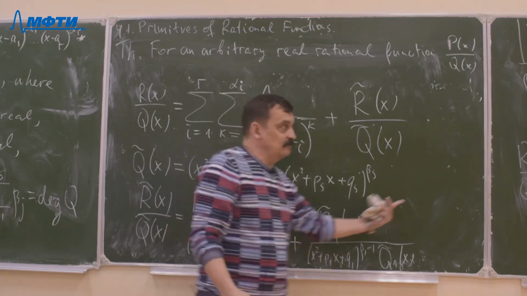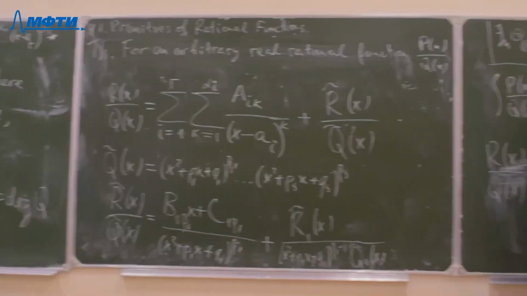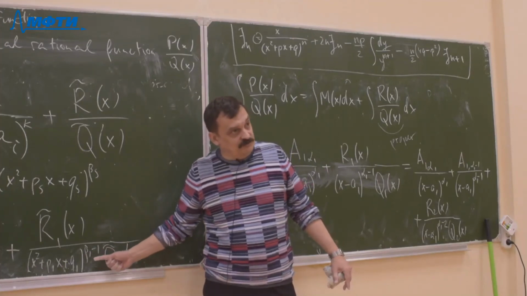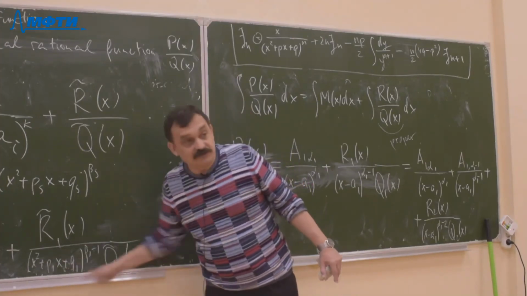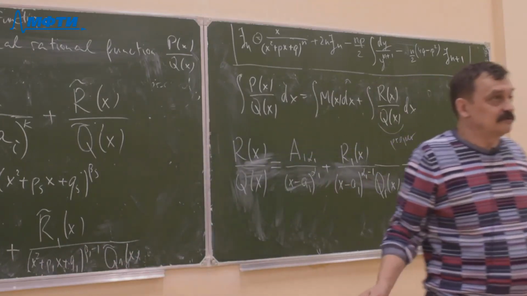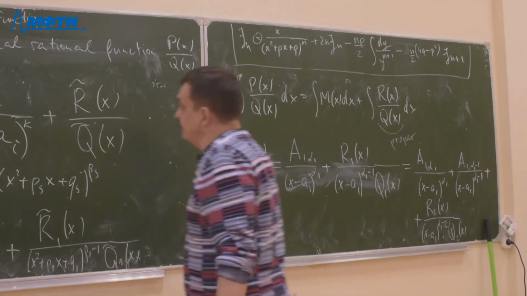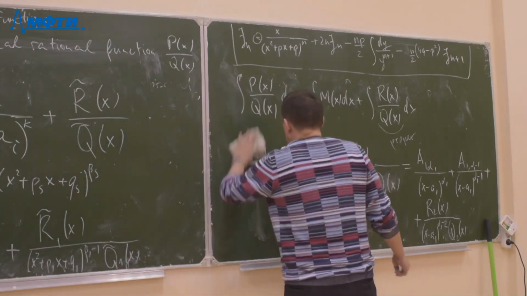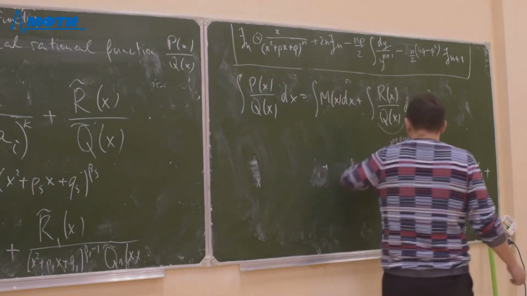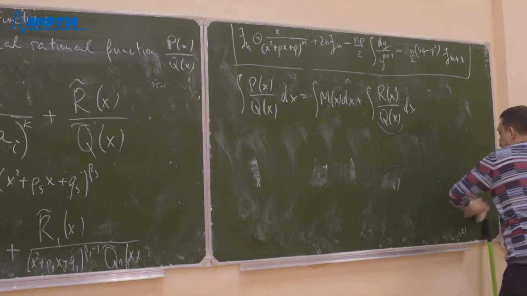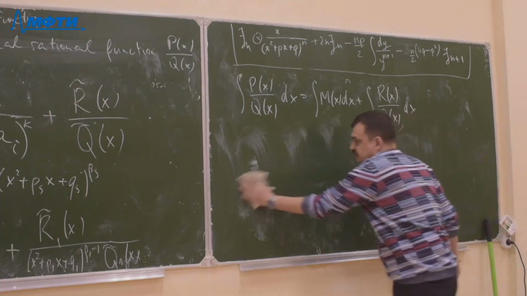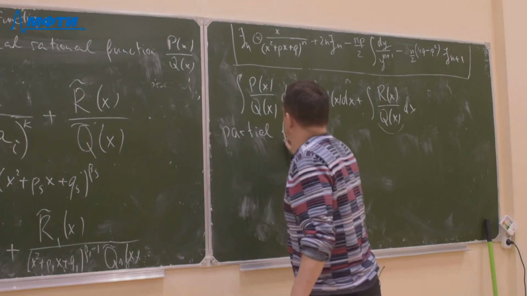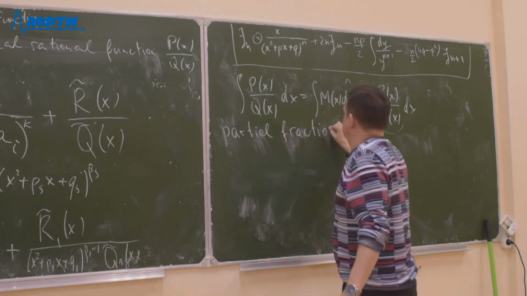Then once again we continue like here, right? And we continue up to the disappearing of this term, right? So it means that at the very end we obtain the representation which is called partial fraction decomposition.